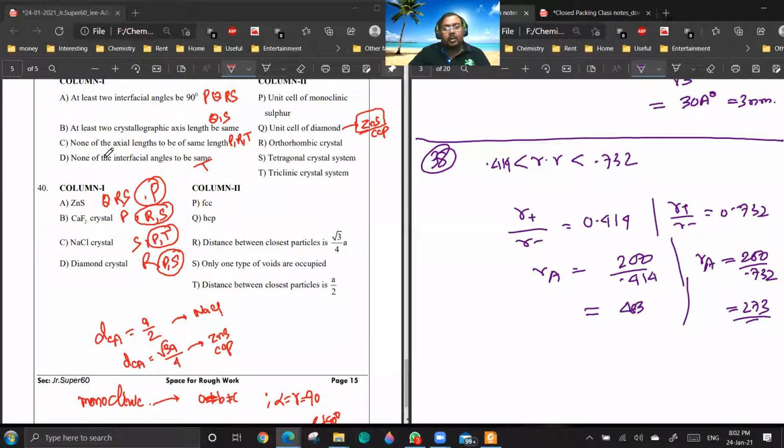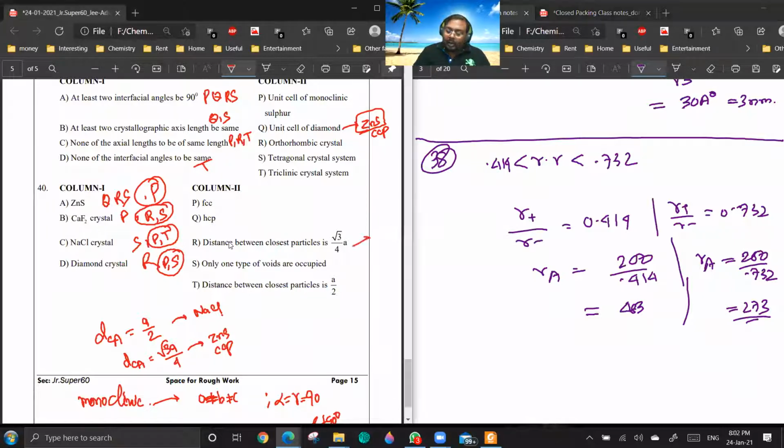If your particles are lying in tetrahedral voids, then the closest distance would be root 3 by 4a. If they are lying in octahedral voids, the closest distance between the cation and anion will be a by 2. Is it clear? The closest distance between particles is basically the cation and anion distance.